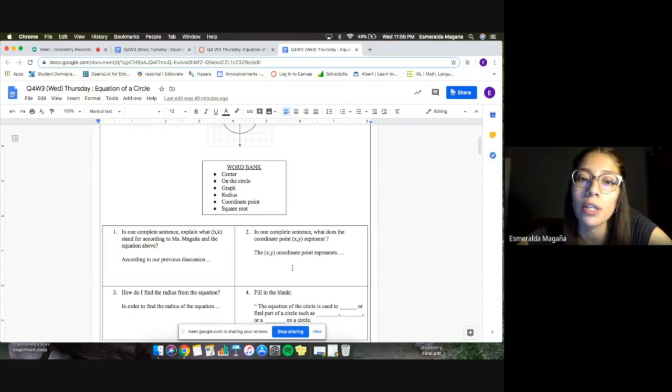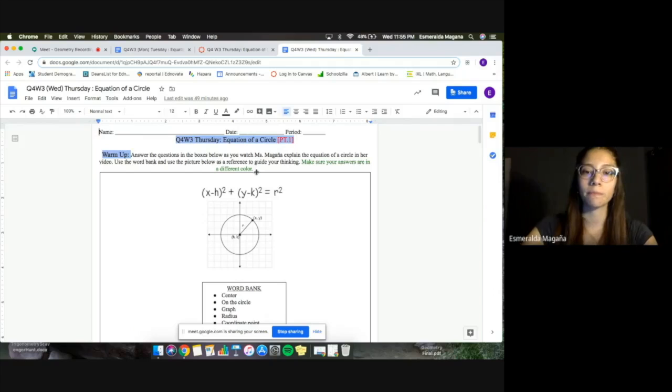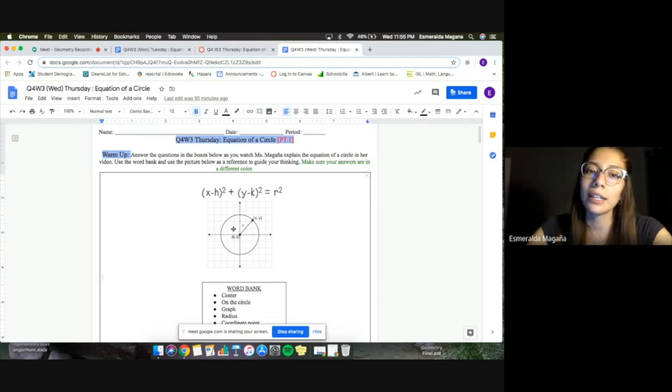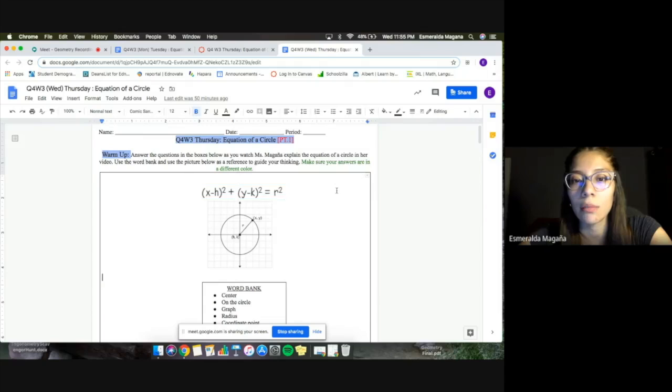These 4 questions, as I explain them, I hope that you are able to come to these conclusions. Please write your answers in a different color than black, okay? It does not matter which one, just not black. So we're going to look at the equation of the circle.